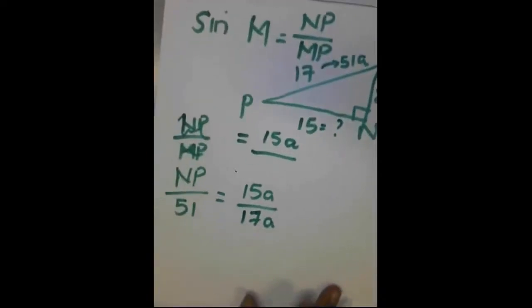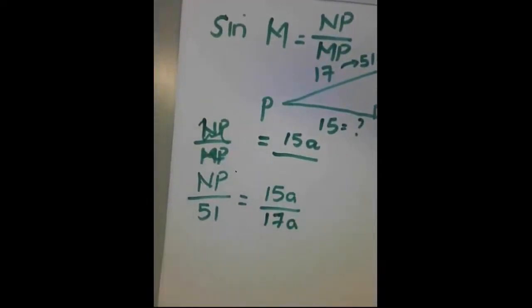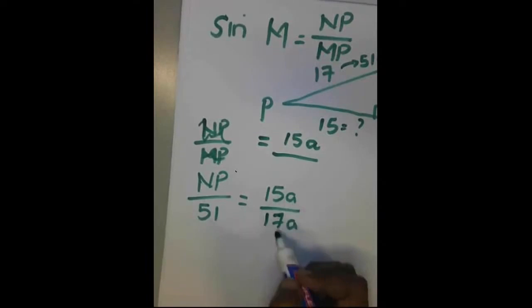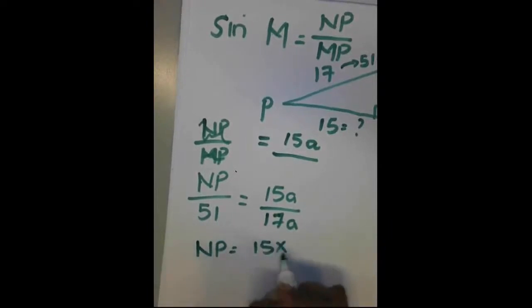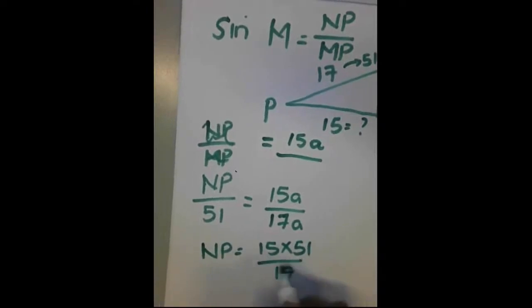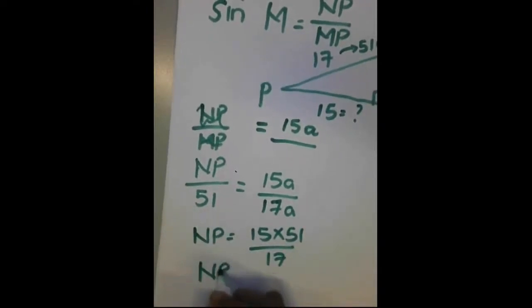In other words, I need to find NP in terms of a new length. I introduce the A's to tell me that it is some quantity of that particular length. So all that happens now is NP will be equal to 15 multiplied by 51 over 17. So NP's length is 45.